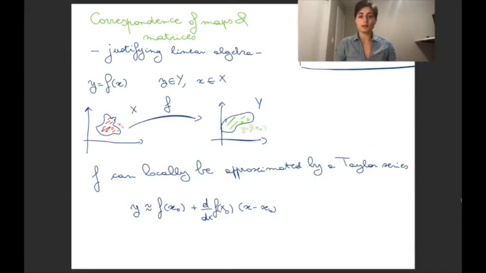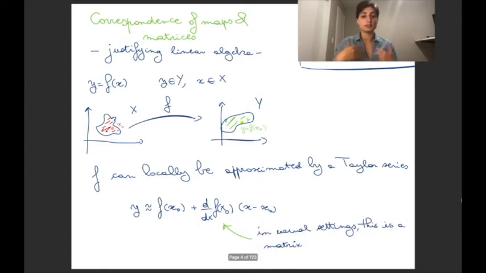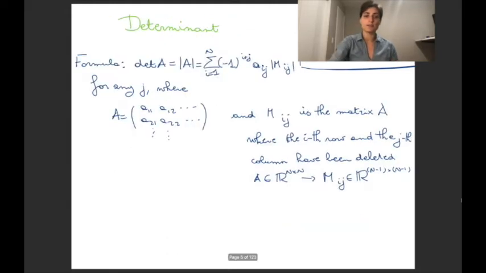We have seen already that f can locally be approximated by a Taylor series. So you can say that y is roughly equal to f of x0, so x0 being the point in which you know things, plus the derivative of f computed at x0 times x minus x0. And the derivative of f computed at x0 in our usual settings is a matrix. So we have been studying matrices based on this assumption.